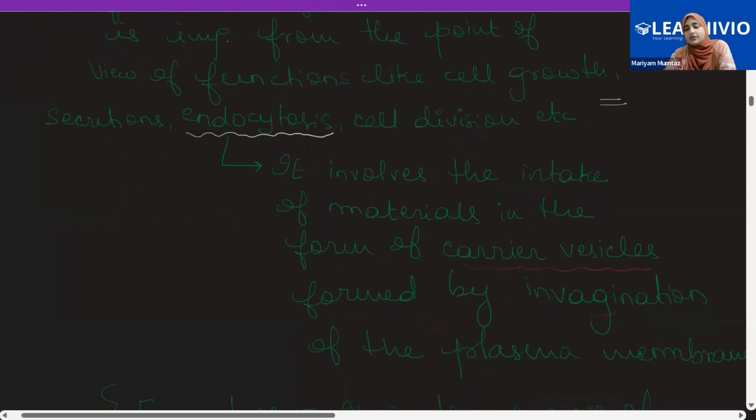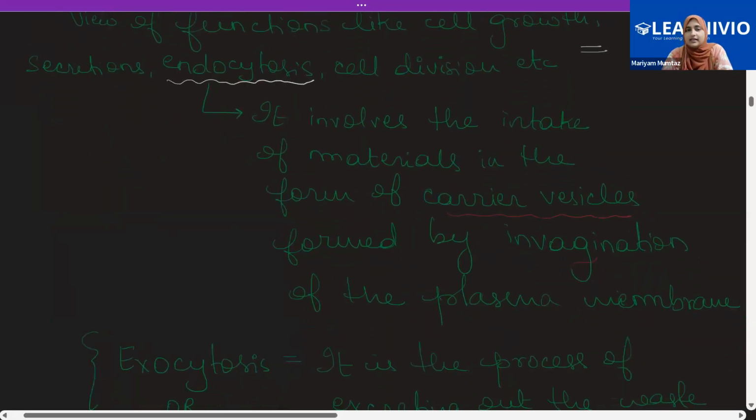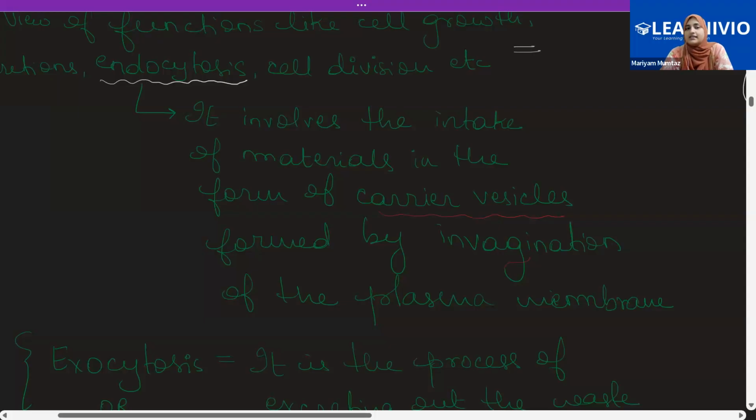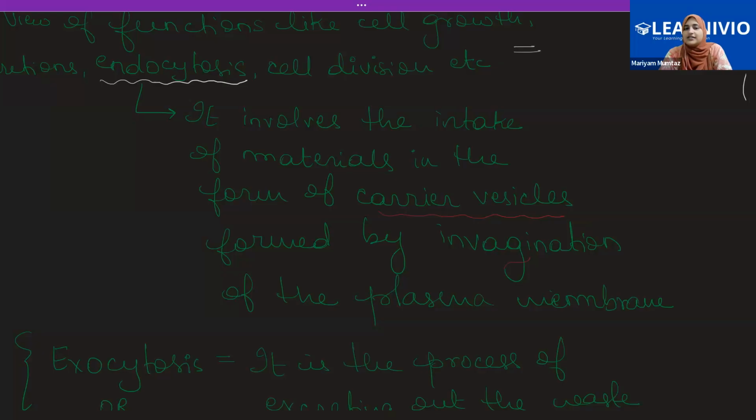When we talk about endocytosis, endo means inside, cyto refers to the cell. So taking stuff inside the cell, like taking food particles, taking water, that is what we call endocytosis. How does it happen? It happens by the invagination of the plasma membrane. Invagination of plasma membrane means that the plasma membrane folds around the thing and takes it inside.